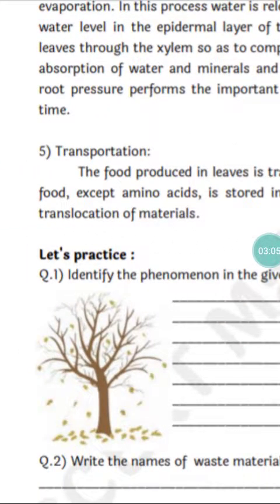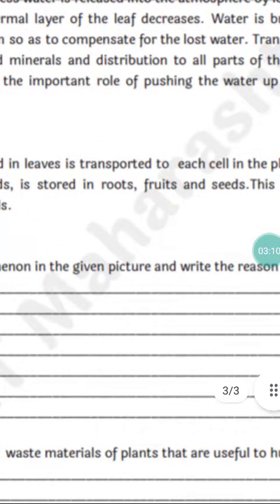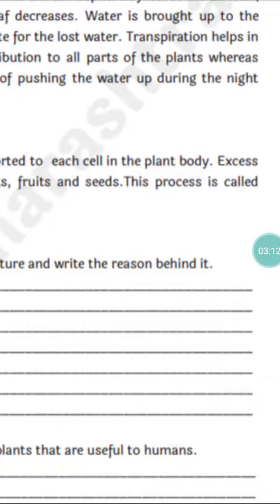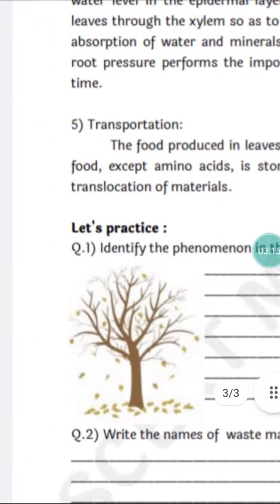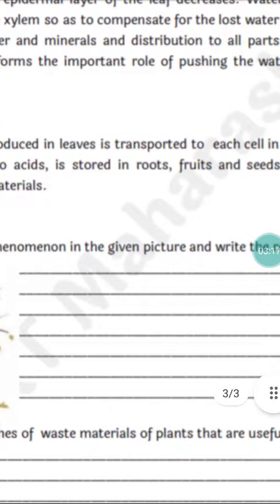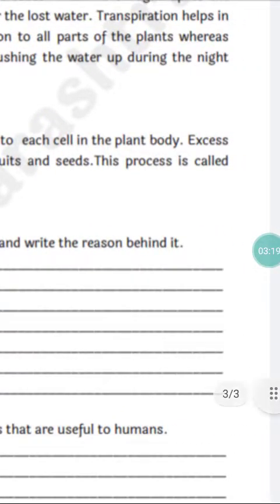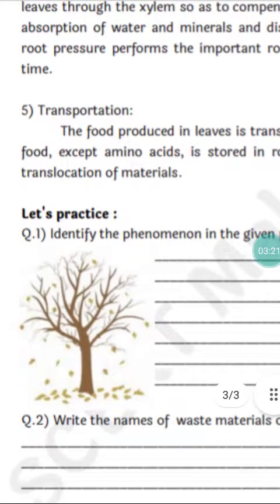Now the next is transportation. The food produced in leaves is transported to each cell in the plant body. Excess of food except amino acids is stored in roots, fruits and seeds. This is called translocation. Now you have to write the answers to the questions given below.